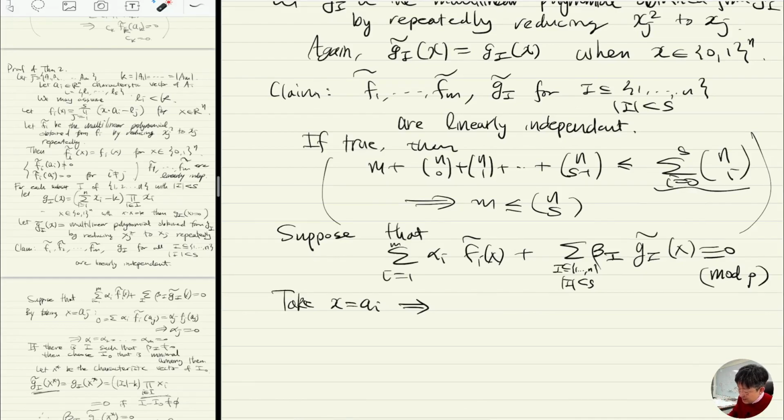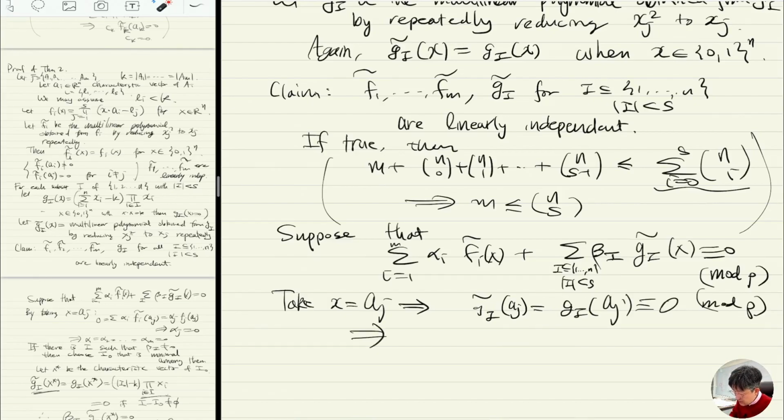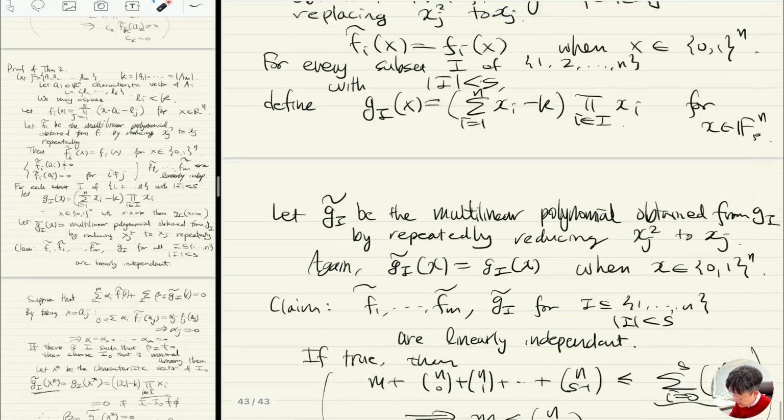If x is a_i, then g_i tilde of x is g_i of x. Now, let's not say a_i a_j. The size of set A_j is congruent to k modulo p, so this is 0. So what's left is the sum, right? So if f_i tilde of a_j is actually equal to f_i of a_j, right?